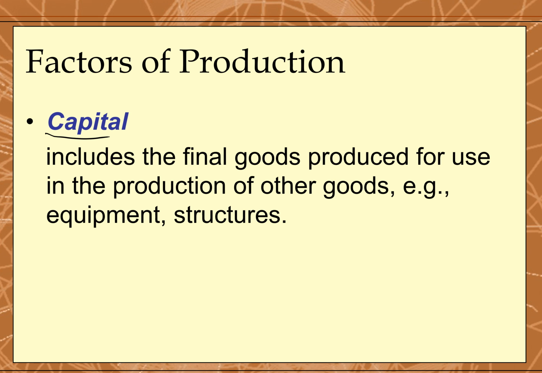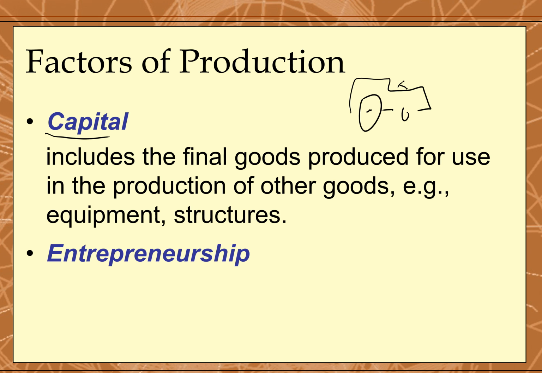So think about a tractor, right? That's a tractor. That's a good used to produce other goods. Think about a pizza oven in a pizza parlor. That's a good used to produce other goods. So think of this as plant and equipment. You need that. Now, the final factor of production that the book mentions is entrepreneurship.